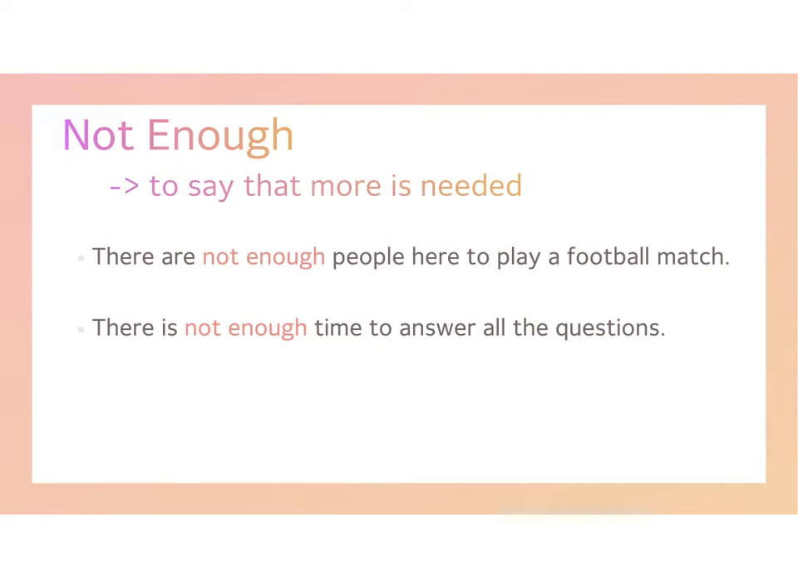So let's look at the examples. There are not enough people. The word people is a countable noun here to play a football match. Another example is there is not enough time to answer all the questions. The word time is an uncountable noun, and we can still use enough to describe an uncountable noun.